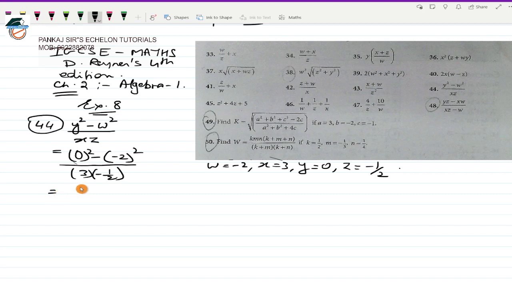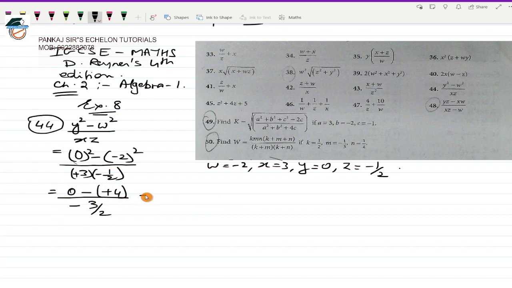Fine. This will lead to 0 square being 0. This (-2) square will be +4, right? Upon, see how smartly I'm making use of brackets. Don't be in a hurry to forget the brackets. That will make a lot of problems for you people. So use brackets as far as possible. Now this is 3 into -1/2, so plus into minus will be minus, and 3 into 1/2 will be 3/2.